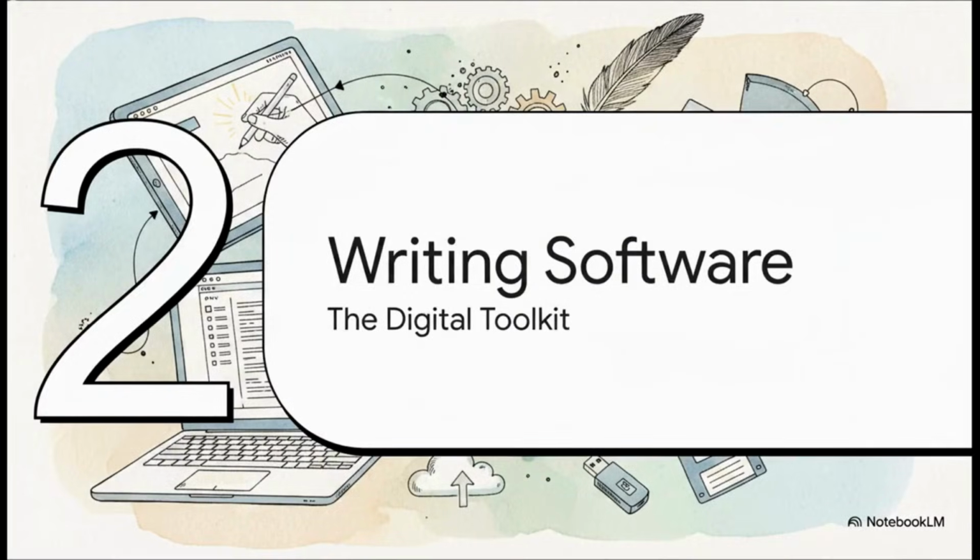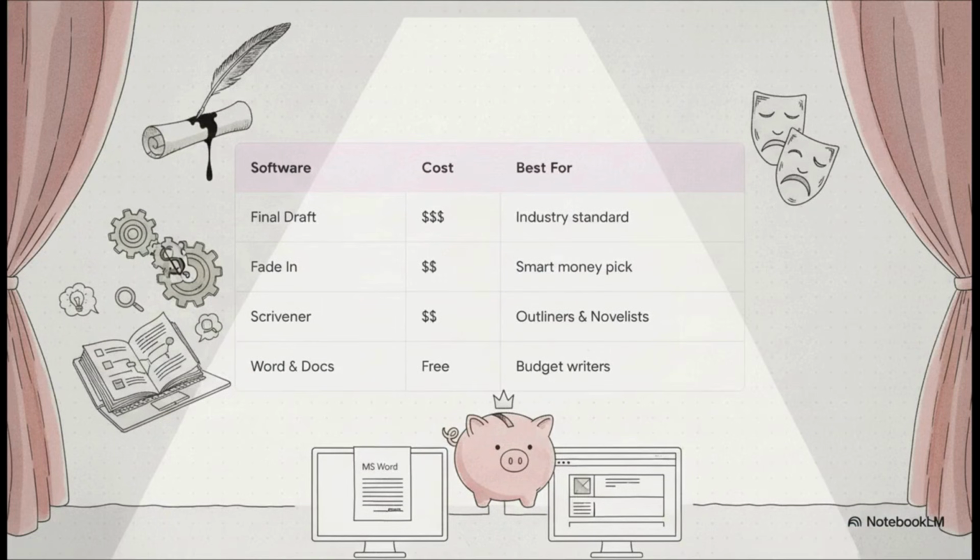Moving right along to tool number 2, choosing your writing software. Let's talk about your digital toolkit. Okay, now that you know what a play is supposed to look like, what digital tools actually make sense for your budget and your personal workflow? The really crucial takeaway here is that you have fantastic options at literally every price point. If you happen to already own Final Draft, awesome, use it.